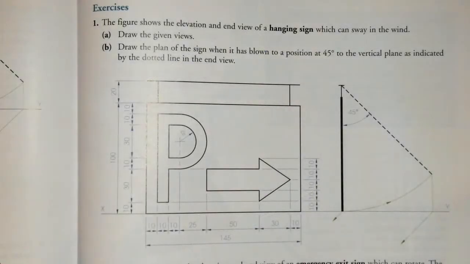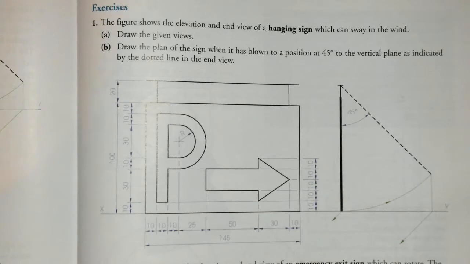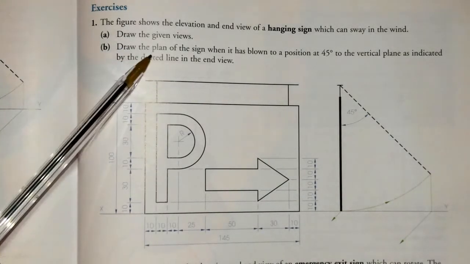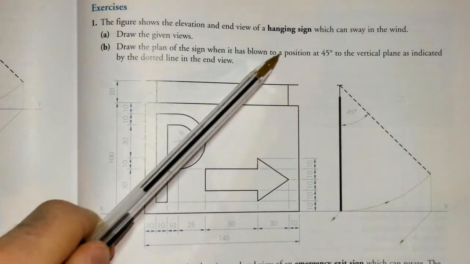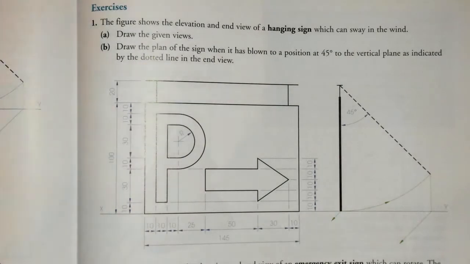Hi folks, so the question we have in front of us here today, guys, is a question from the Rotation of Objects chapter in your Understanding Technical Graphics textbook. It's on page 235, question 1, and it says for exercise 1: the figure shows the elevation and end view or end elevation of a hanging sign which can sway in the wind. Draw the given views and then draw the plan of the sign when it has blown to a position at 45 degrees to the vertical plane as indicated by the dotted line in the end view.